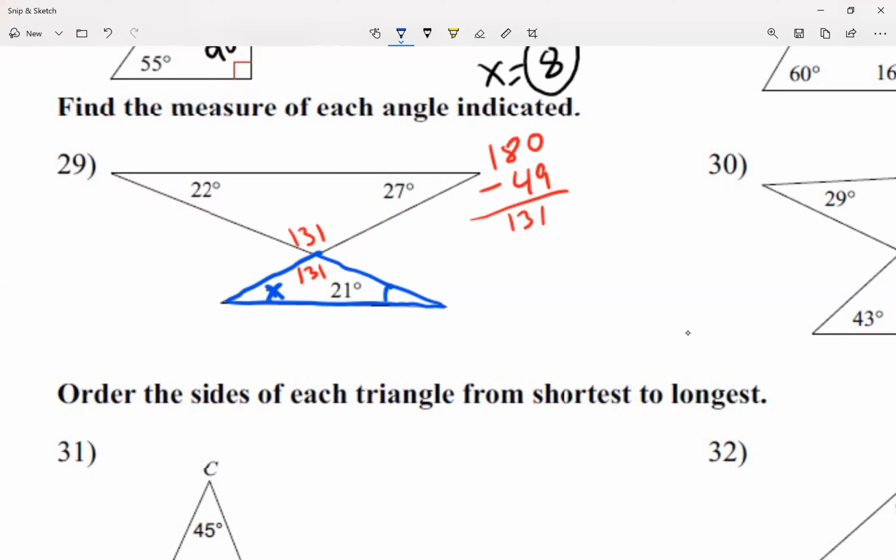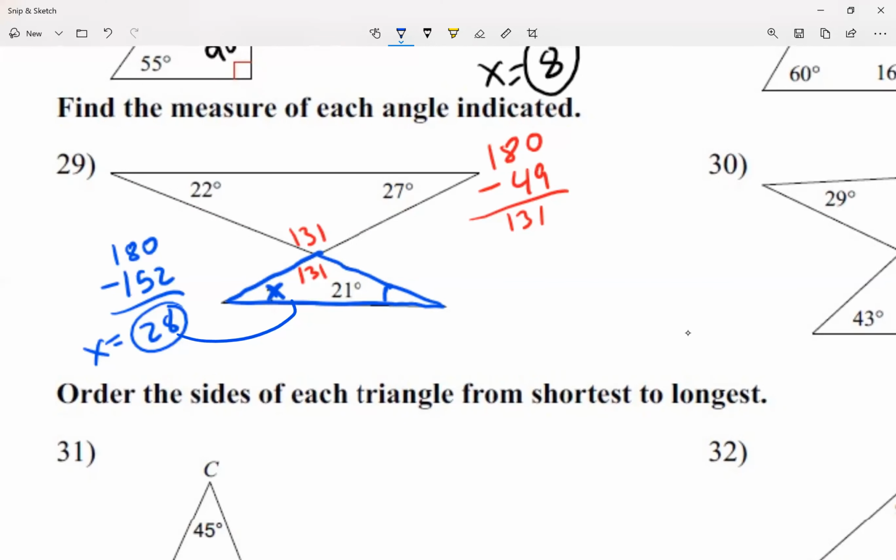I know two angles of that triangle, right? 131 and 21. I should be able to solve for the third angle. If I add 131 plus 21, if I add the two angles that I have, I know that's 152. Let me subtract that from 180. 180 minus 152 is 28. So there, x equals 28, or in my case, just 28. We found the value of x.